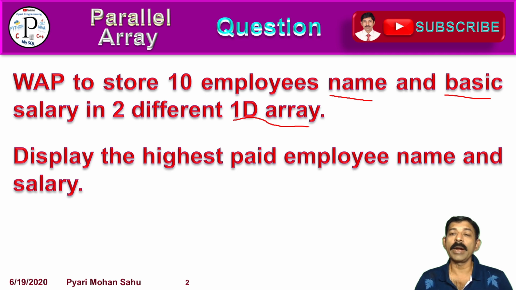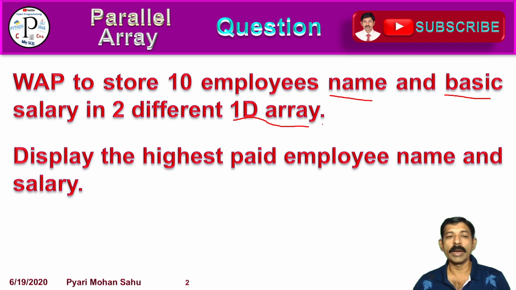Display the highest paid employee's name and the salary. That means if I am storing the first employee name in the 0th position, then I am bound to store the first employee salary in the 0th position. That means it is related to your parallel array.